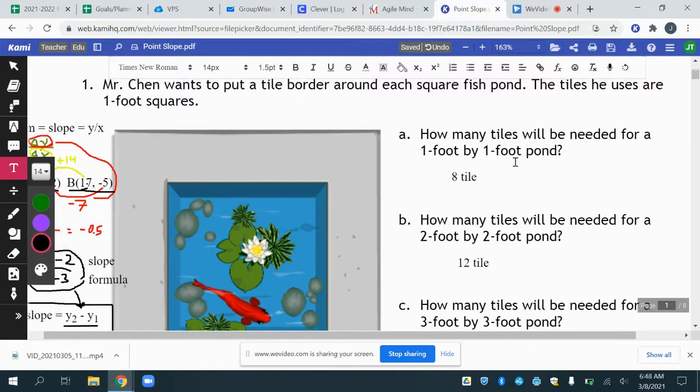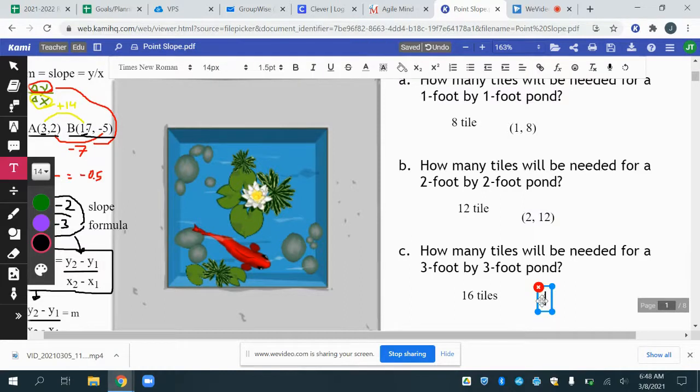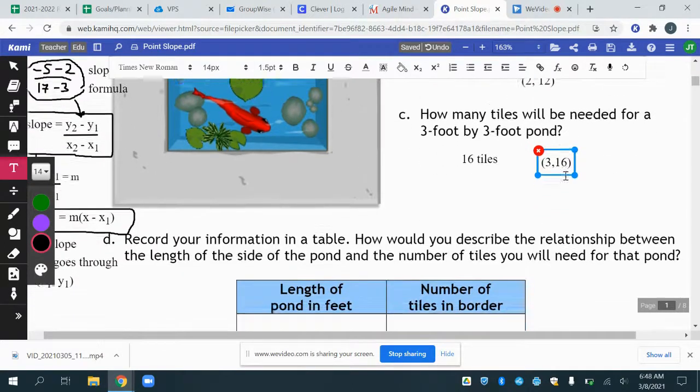Now, here's the interesting thing. We have the length of the side is 1, and there are 8 tiles. So what I'm thinking of is there's a point where it's 1 in length, 8 tiles. 2 in length, 12 tiles. Those are the points we're using. We're keeping track of the 2 things that you can keep track of, which is how long are the sides, how many tiles do you need. Okay, so that's an important thing.